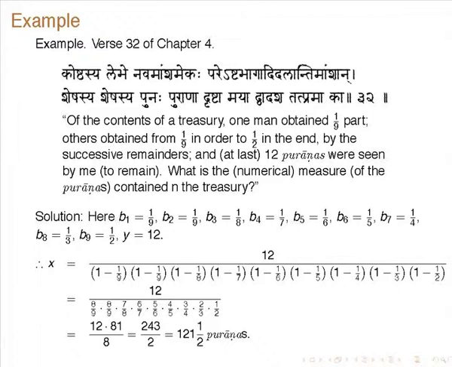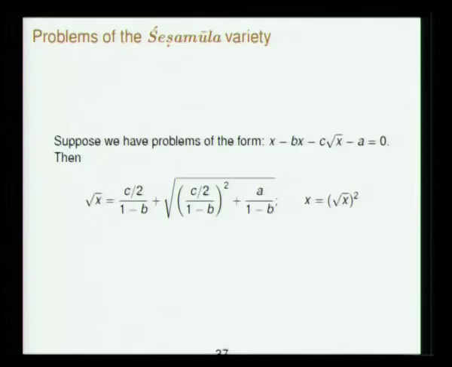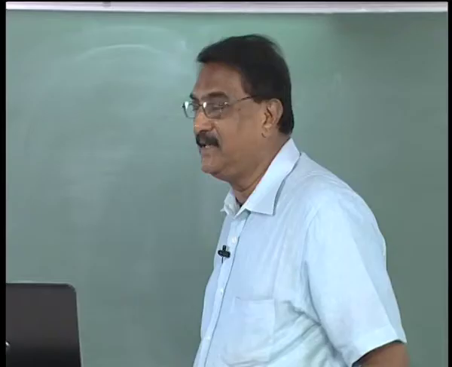So, x is 12 divided by all this. So, this will be equal to 243/2 or 121.5. So, this of course will be the solution, and then there is the shesha mula variety, the shesha, then shesha mula. So, the mula also will come, a root x kind of a thing.